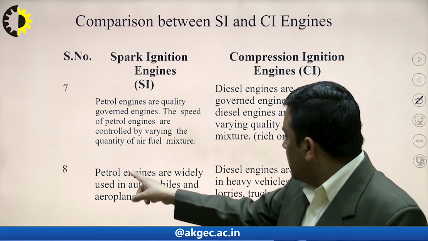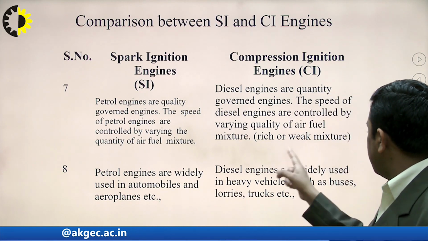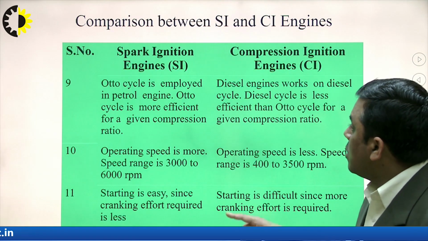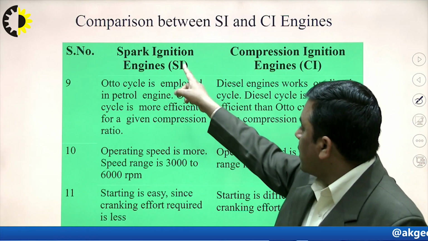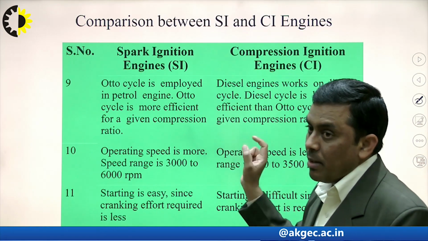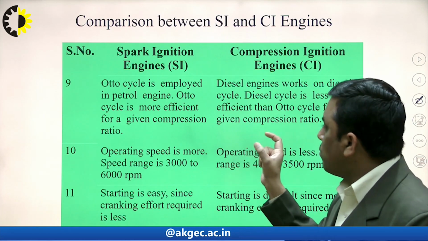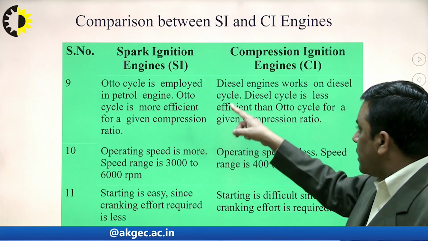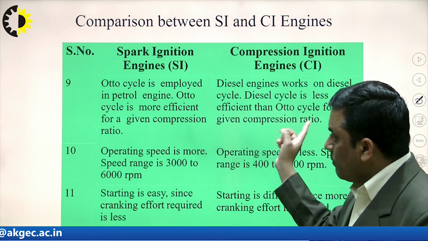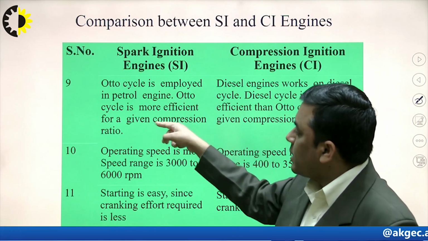Okay. Petrol engines are widely used in automobiles and aeroplanes. Diesel engines are widely used in heavy vehicles, buses, trucks, general comparison. Otto cycle, the working cycle for SI engine or petrol engine is Otto cycle. Okay. More efficient for a given compression ratio. For a given compression ratio, the Otto cycle is more efficient, but in general diesel engines are more efficient because their compression ratios are quite high.